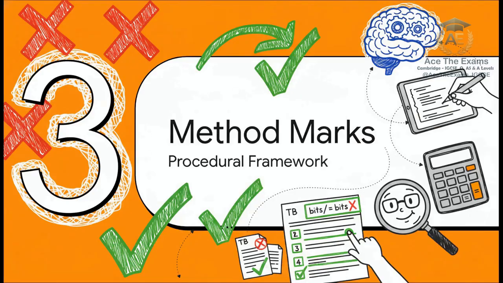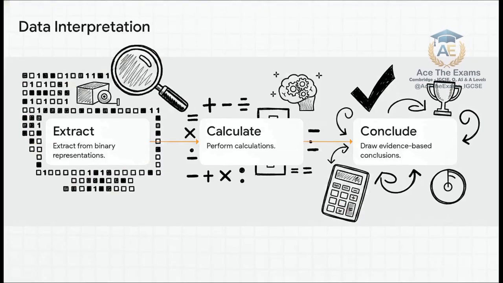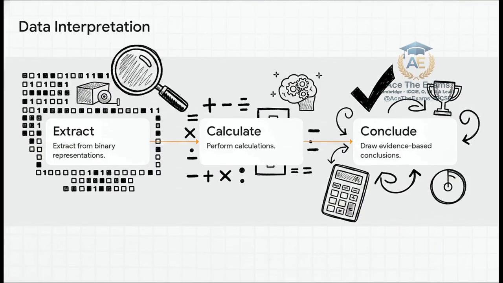Section 3. Earning Method Marks. Let's look at the procedural framework. Remember those red pen marks on Alex and Sam's papers we talked about earlier? Well, here is exactly how we transform those into green check marks. To safely secure method marks, you need to follow a very strict procedure.